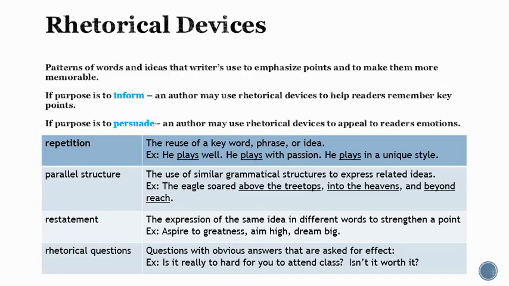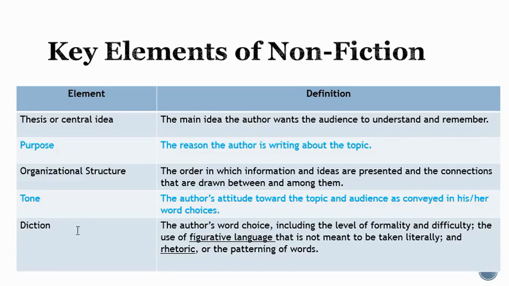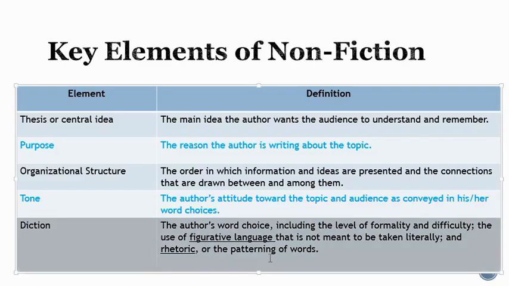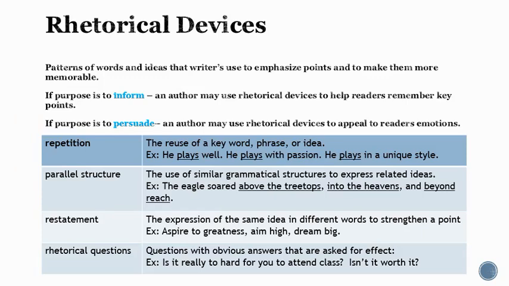Finally, we have what are called rhetorical devices. Rhetorical devices are types of diction. They are word choice. What are rhetorical devices? Rhetorical devices are patterns of words and ideas that writers use to emphasize points and make them more clear or memorable. For example, if a writer's purpose is to inform you, they could use certain rhetorical devices to help you remember key points. If an author's purpose is to persuade you, he or she may use rhetorical devices to appeal to your emotions.